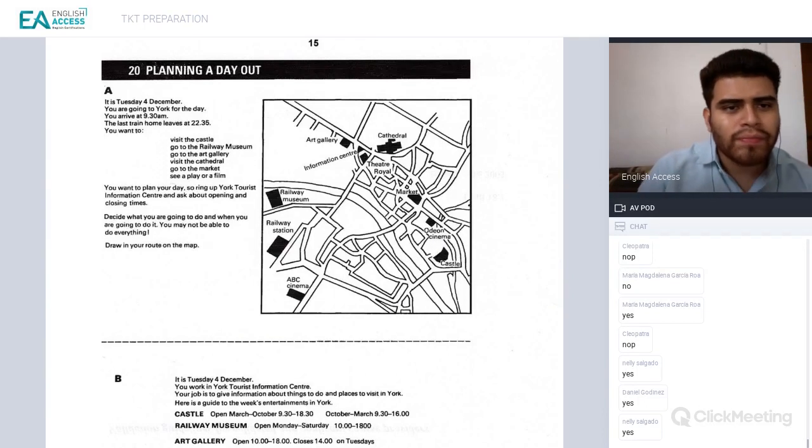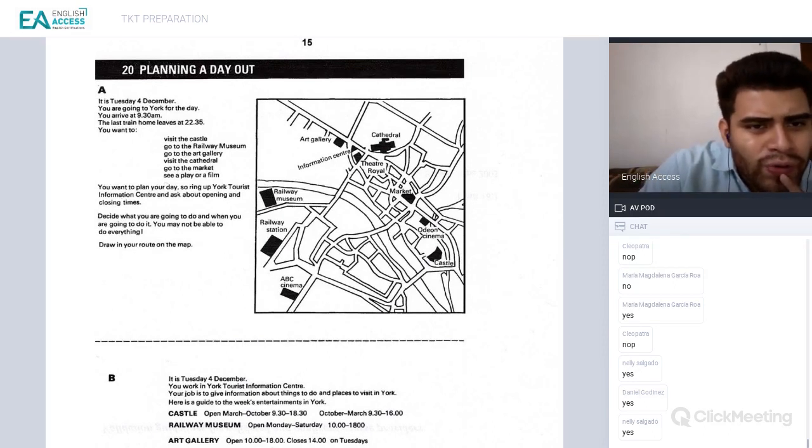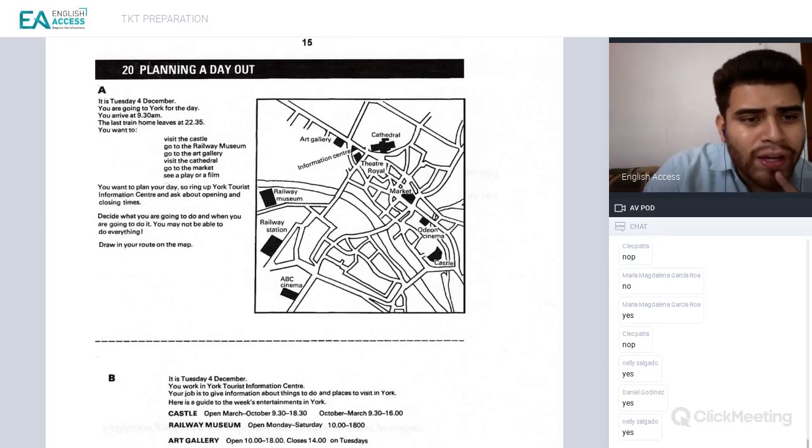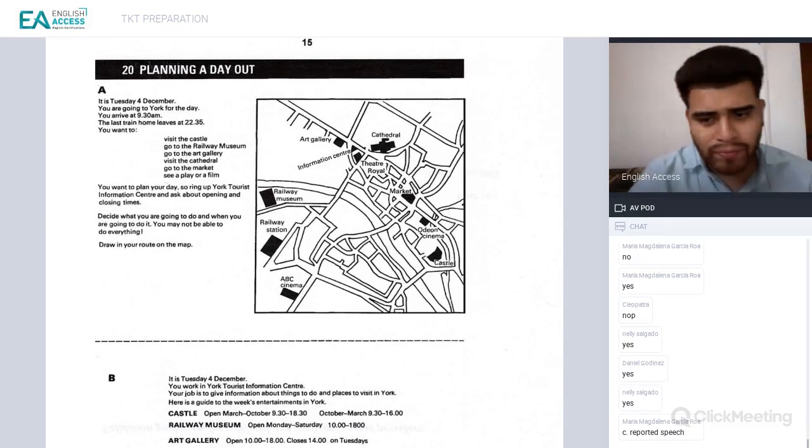Okay, so look, planning a day out. A, it is Tuesday, 4 December. You are going to New York for the day. You arrive at 9:30. The last train home leaves at 22:35. You want to visit the castle, go on a railroad, and so on. You want to plan your day, so ring up your tourist information center and ask about opening and closing times. Decide what you are going to do and when you are going to do it. You may not be able to do everything. Draw in your route on the map.